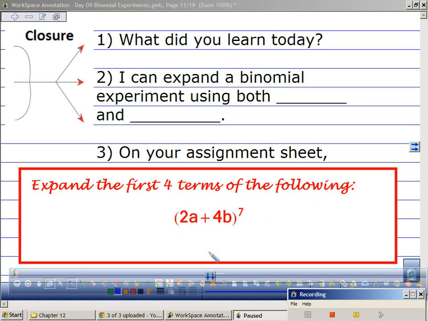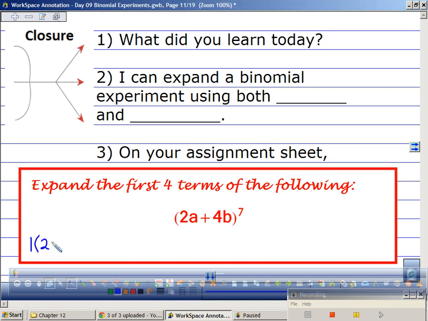What does it mean? Let's apply. Can we expand that now? We know the first term is always going to be 1 times 2a to the what? 7. 4b to the 0. Plus, what's the next term? Next coefficient, I mean. 1 plus 7. 2a to the what? 6. And 4b to the first.